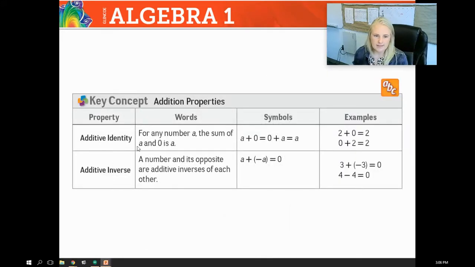Then we have the additive identity. All the additive identity means is that if you add 0 to a number, you still have that number. So 2 plus 0 is 2, 0 plus 2 is 2. And the additive inverse is something similar. It means that if you have a number and you add the opposite of that number, you get 0. So 3 plus negative 3 is 0. Or 4 minus 4, or let's say negative 1 plus positive 1, that's 0. So when you have a negative of a number and a positive of a number, they cancel each other out and they make 0.